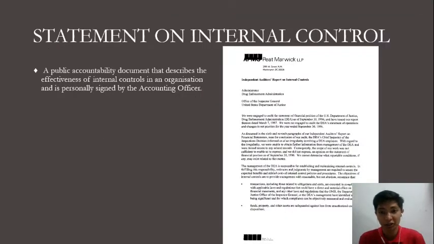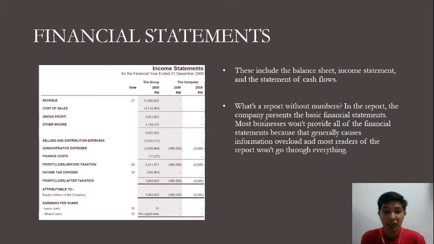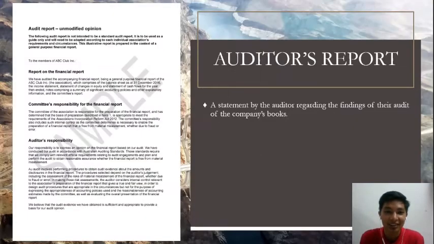The statement on internal control is a public accountability document that describes the effectiveness of internal control in an organization and is personally signed by the accounting officer. Financial statement, this includes the balance sheet, income statement, and the statement of cash flow. I'm sure that you are familiar with financial statements, so we proceed.